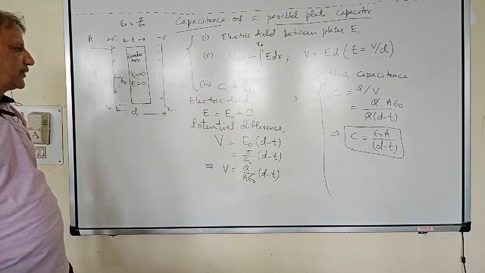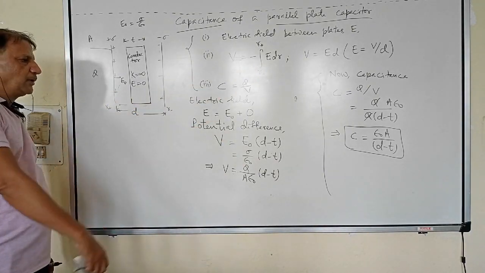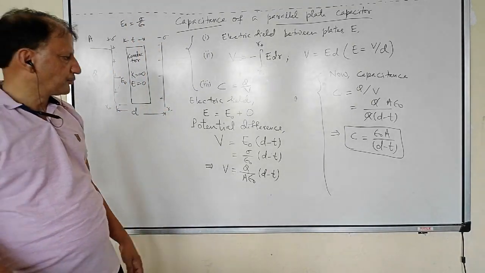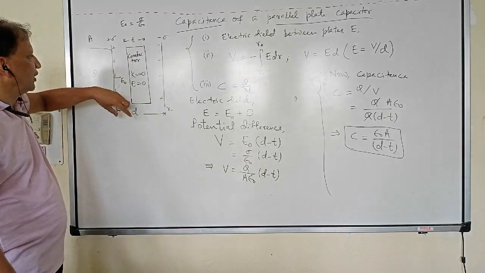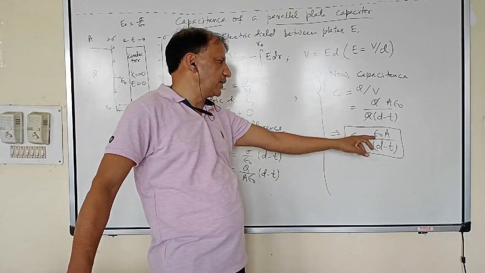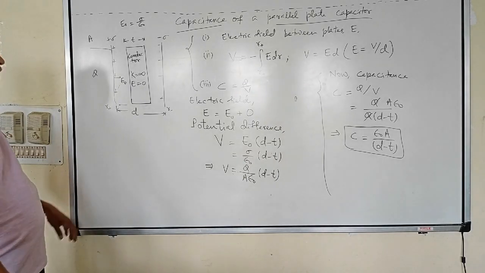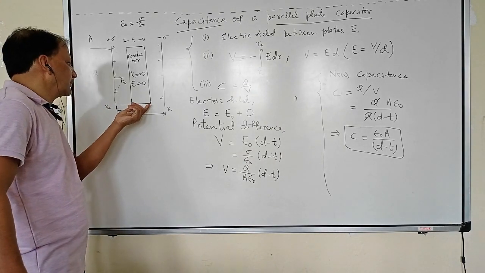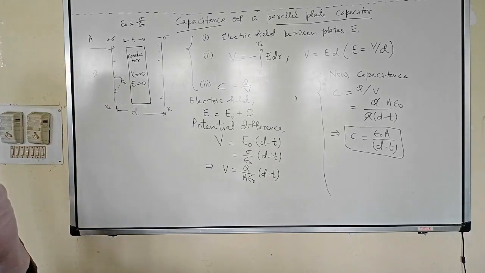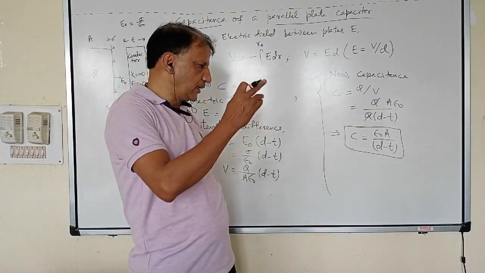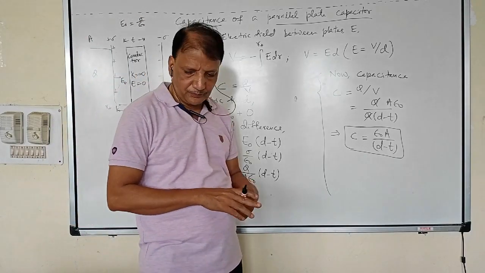So we see when air is between the plates, capacitance is given by C equal to epsilon naught A by D. Whenever a conductor of thickness T is introduced between the plates, capacitance is given by C equal to epsilon naught A upon D minus T. And whenever a dielectric of thickness T is introduced between the plates, capacitance is given by C equal to epsilon naught A upon D minus T times (1 minus 1 upon K). Correct? Up to this it is clear?